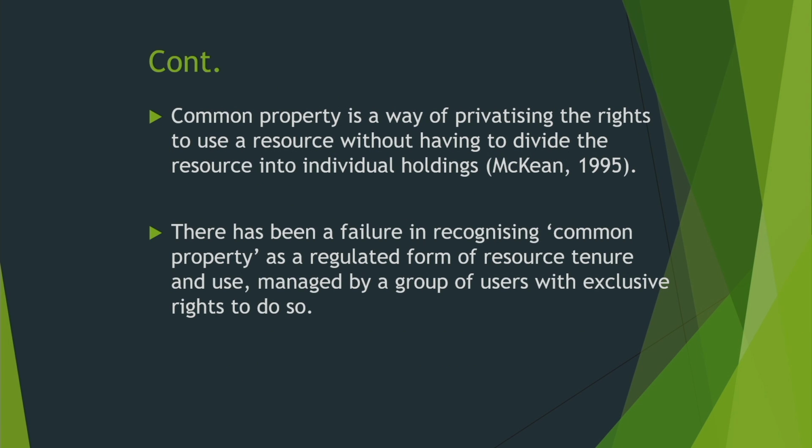So in some sense, common property is a strategy of privatizing rights to use a resource without having to divide the resource into individual holdings. And apparently there has been a failure in recognizing common property as a regulated form of resource tenure and use, which is managed by a group of users with exclusive rights to do so.